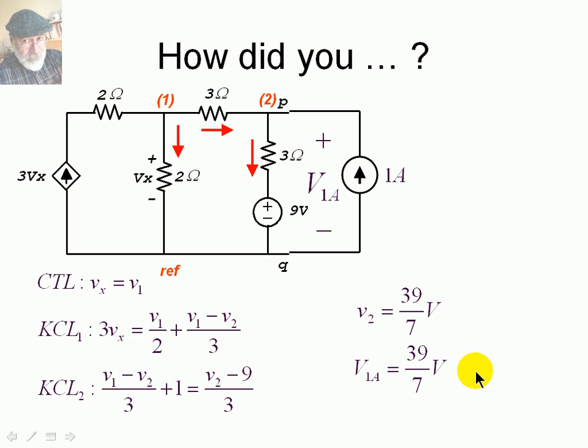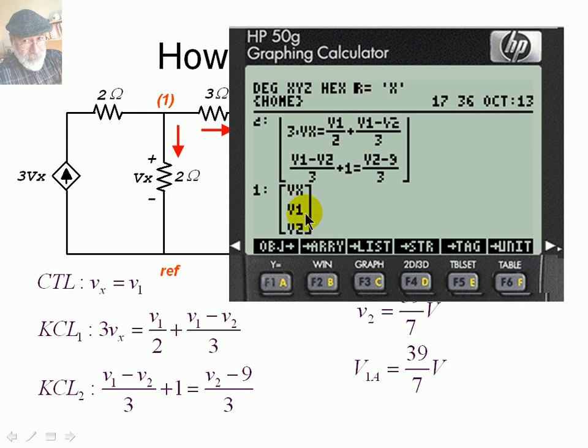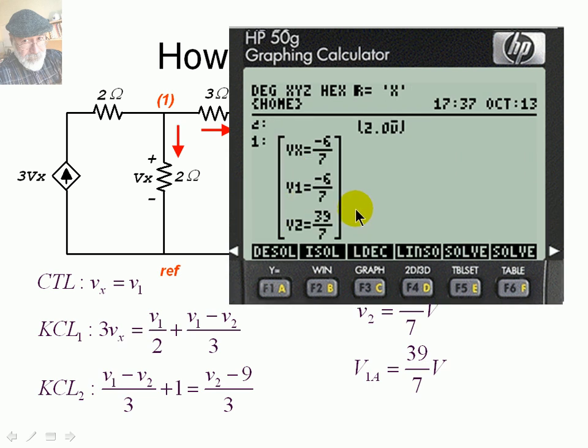Well, you say, but wait a minute, before, how did you solve the M&A equations? All those equations? Same way. I entered them in the calculator like so. Specified what unknowns I wanted, Vx, V1, and V2. Pack! And there's the answer. V2 is 39 over 7.